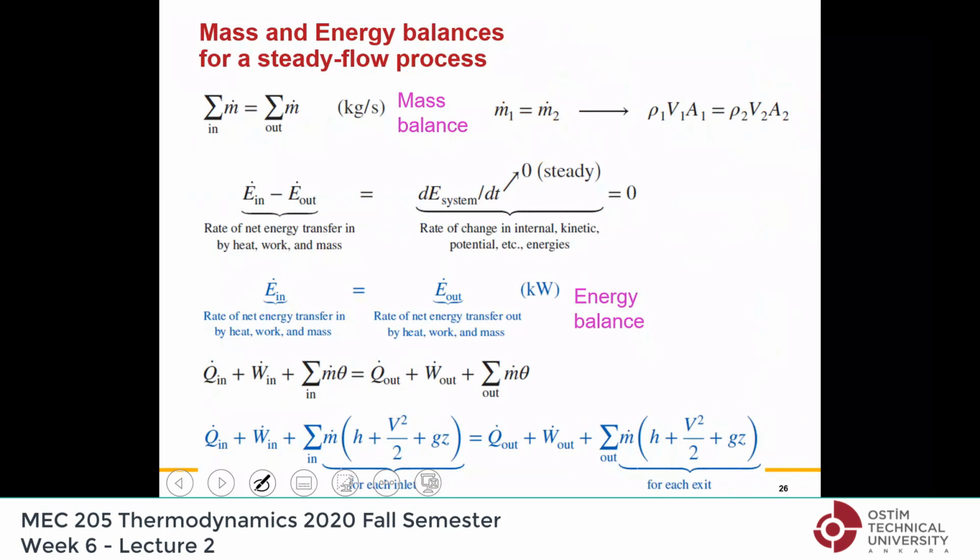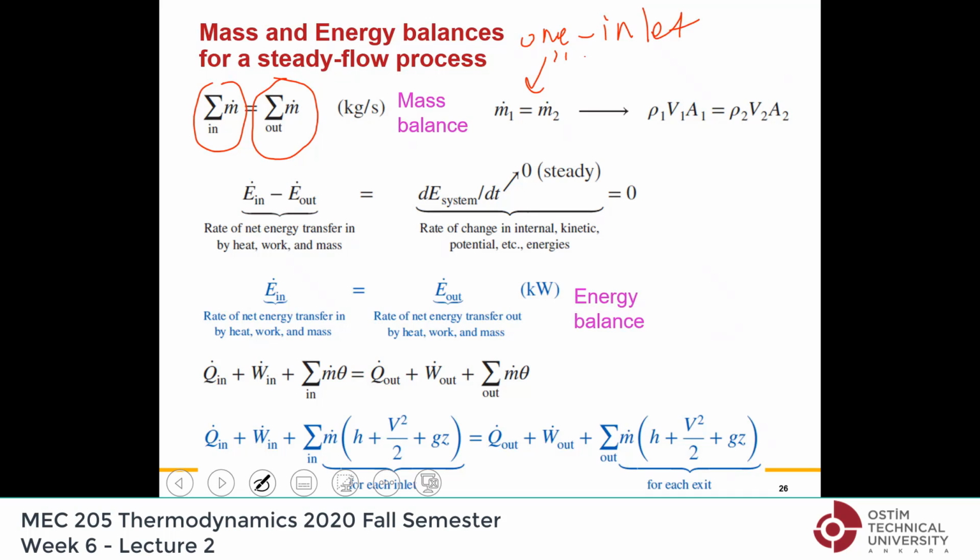Okay, so the equations here, conservation of mass: simply total mass flow rate in is total mass flow rate out. And if you have only one inlet and one exit, the mass flow rate at inlet and exit will have to be the same. So you have this, and energy balance, steady. That means the rate of change of the energy of the system will have to be 0.